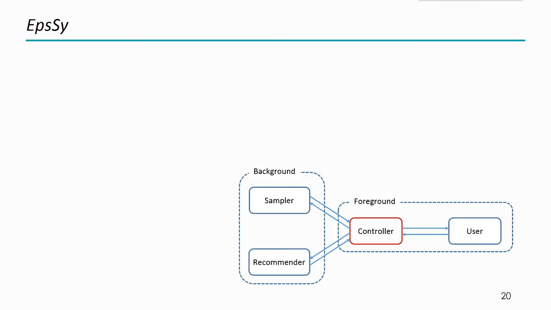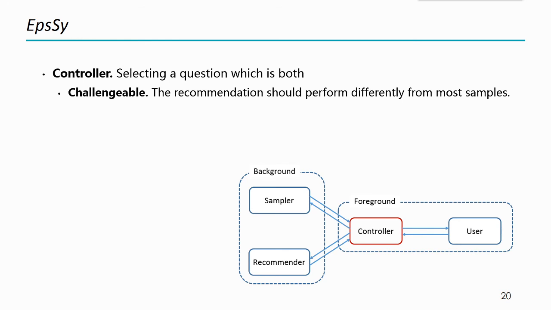The controller of EpsSy is different from SampleSy. When it selects a question, it makes a trade-off between 2 criteria. The first criterion is that the question should be challenging for the recommendation. Concretely, the recommendation should perform differently from most samples on this question. The second criterion is the same as SampleSy. The question should be effective in eliminating ambiguity.